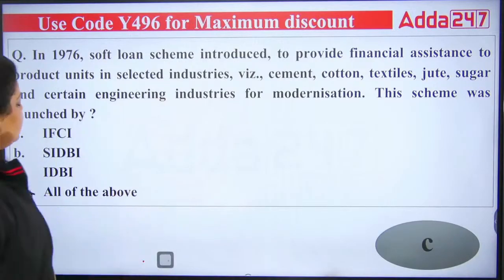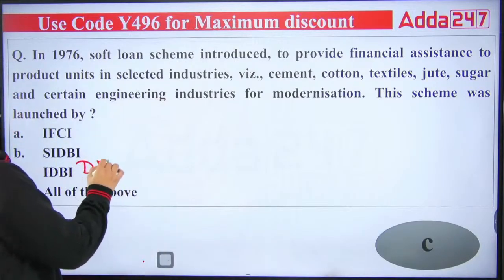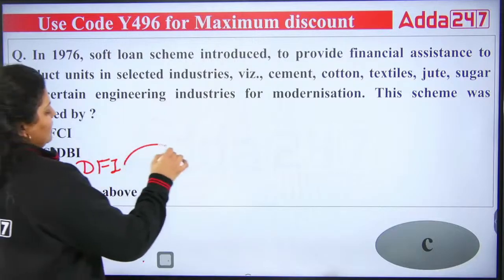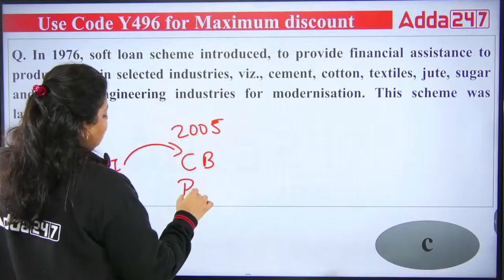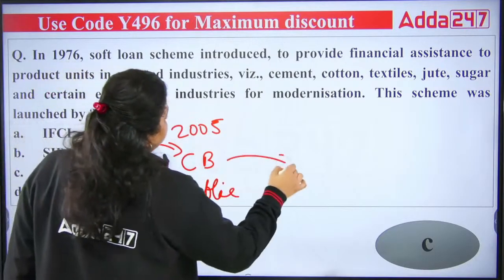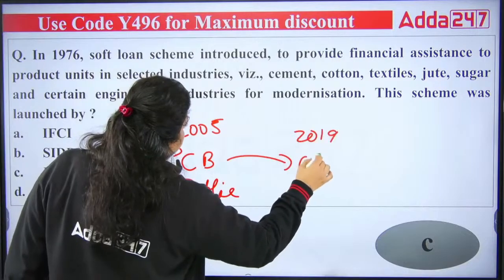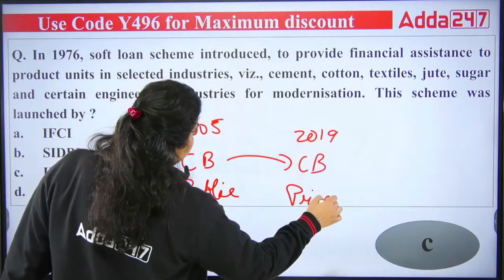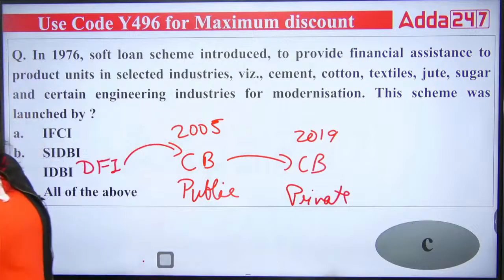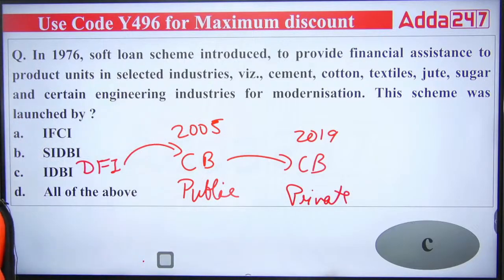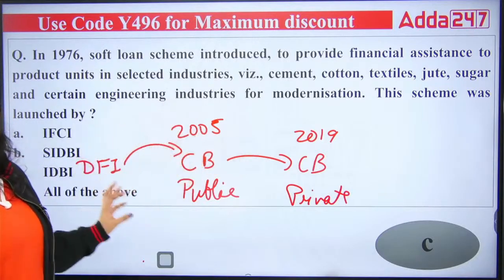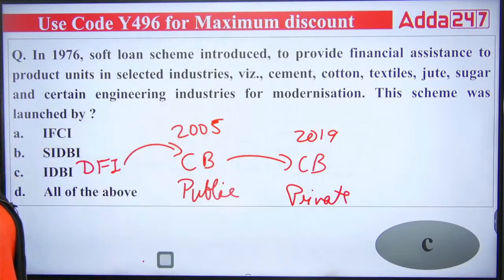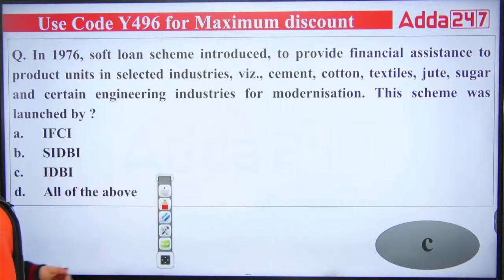It used to be a development financial institution when it was established in 1964. Then it converted into a commercial bank in 2005. It was a public sector bank then. In 2019, it is still a commercial bank, but now it became a private sector bank because LIC purchased 51% shares of IDBI in 2019. Okay, so this is how the ownership of IDBI has changed. So the right answer here is option C, that is IDBI, Industrial Development Bank of India.